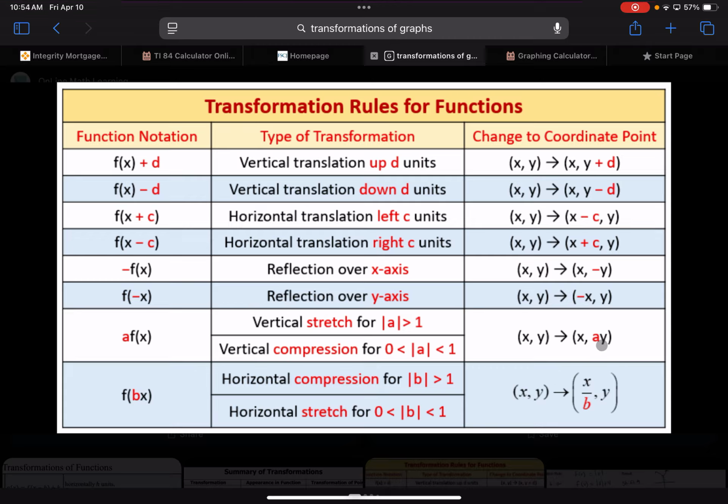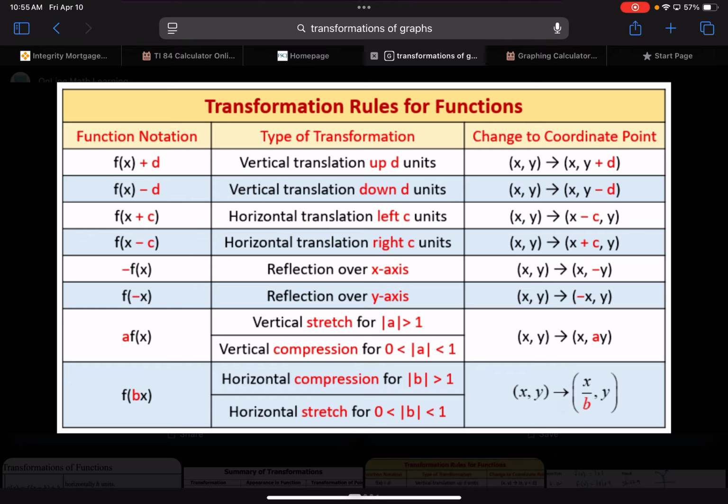And we will find those new coordinates by multiplying the y coordinates by that constant. And if it was a fraction or a number between 0 and 1, this would be a vertical shrink or compression. And same thing, we will find the new coordinates by multiplying the y coordinates by that fraction. And then of course, if it's being multiplied directly to the x, so in the exponent, then this is a horizontal stretch or compression. And we find the new coordinates by actually dividing the x coordinates by that constant.